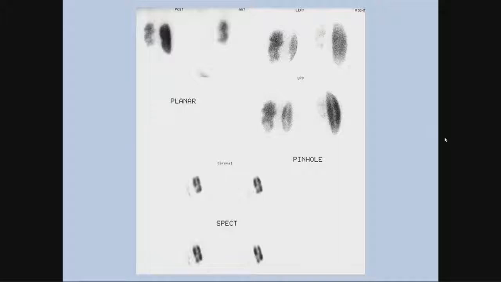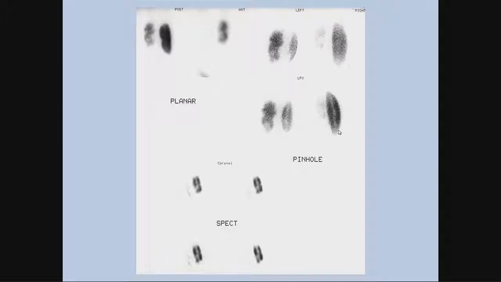The problem is these pigs put on 0.5 kilo a day, and by the time they came back to us, they were 120 kilos, which is not your usual sized child. But anyway, we compared planar, pinhole and SPECT, and we had only induced reflux and acute pyelonephritis on the one side, using the contralateral kidney as a control.